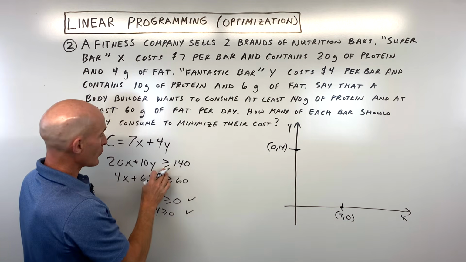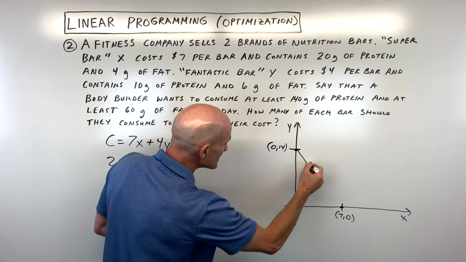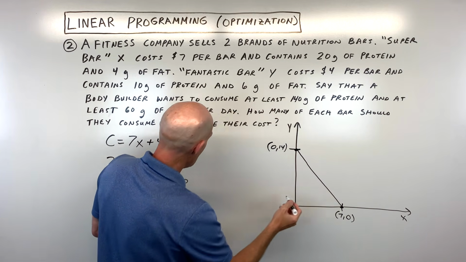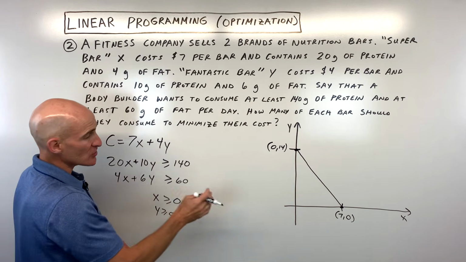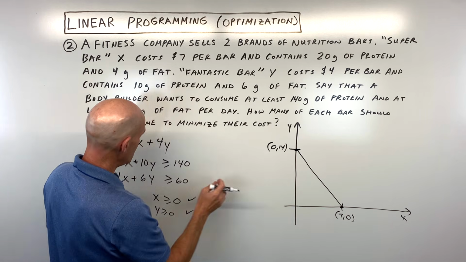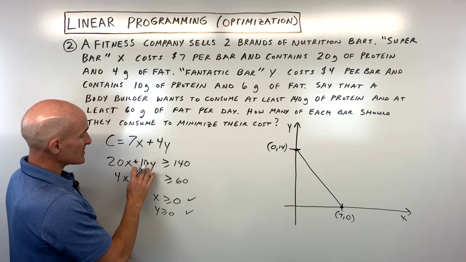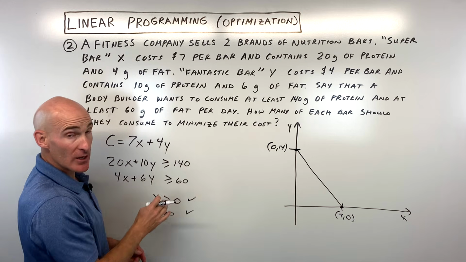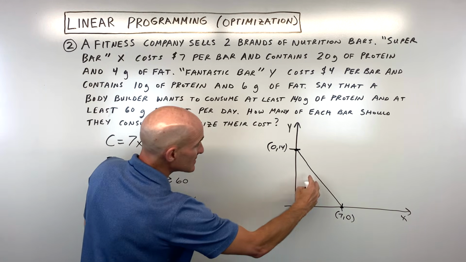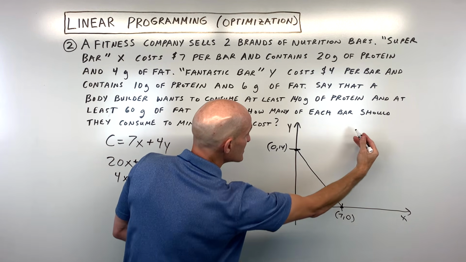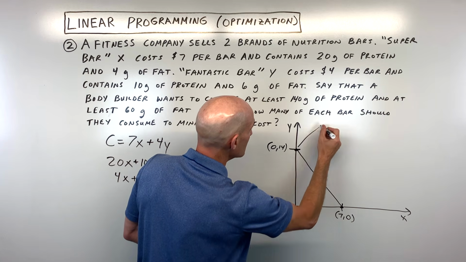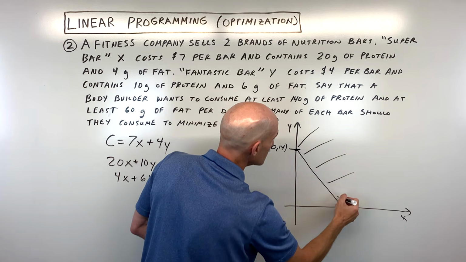And this is greater than or equal to. So equal to means it's a solid line. And I can do it the test point method. So if I put 0, 0, our origin in here, that's going to be 0 plus 0 is 0. Is that greater than or equal to 140? No, so this is the false side of our line. The true side would be this side. So we can shade like that.